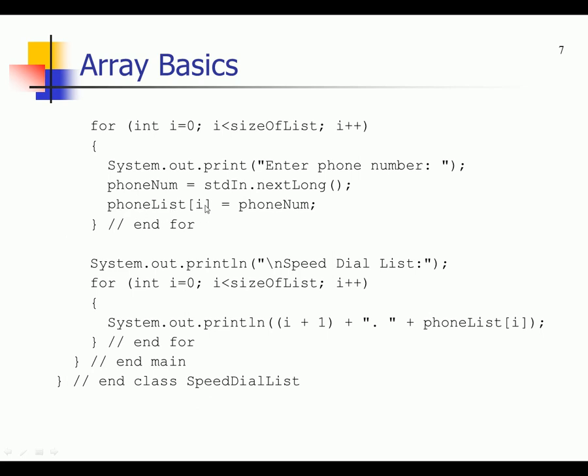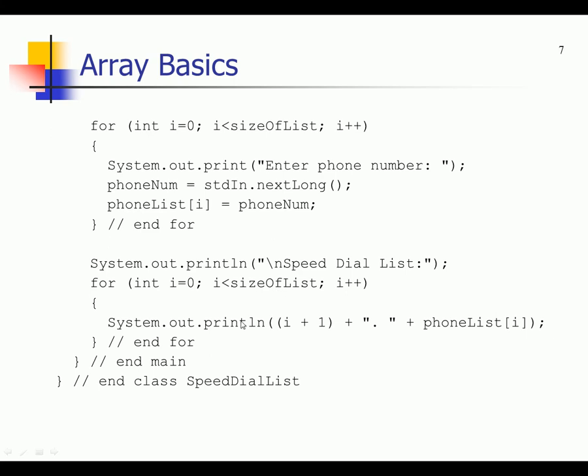Then I could say phone list I, which is the first one because we started with 0, will be equal to what I just got. Then I get a second phone number in. Then with our incrementer here, I would change it to 1. Then phone list 1 is equal to the next phone number, and so on and so forth, all the way through 8. Then he has the same thing.